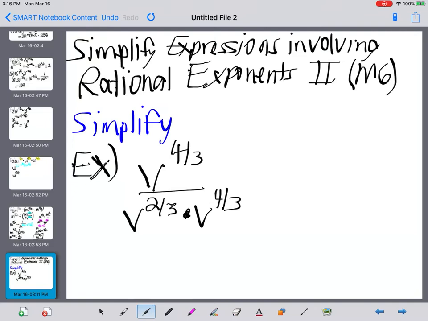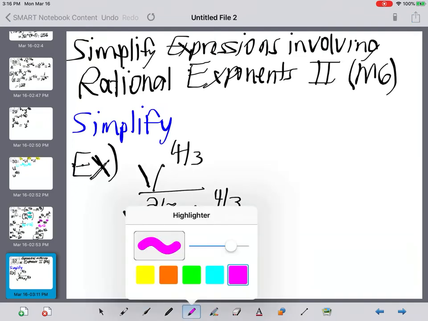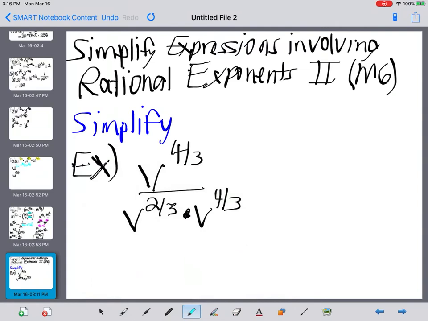So, essentially, since I'm multiplying, let's take care of this first. So since I'm multiplying, I'm going to add my exponents.